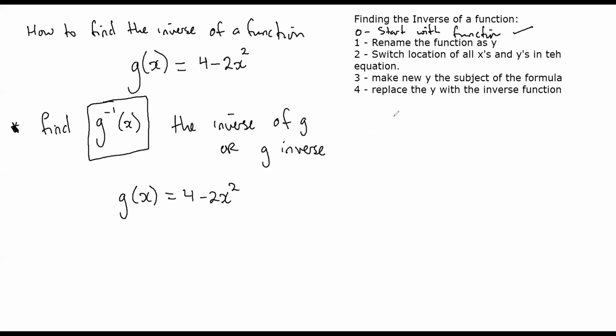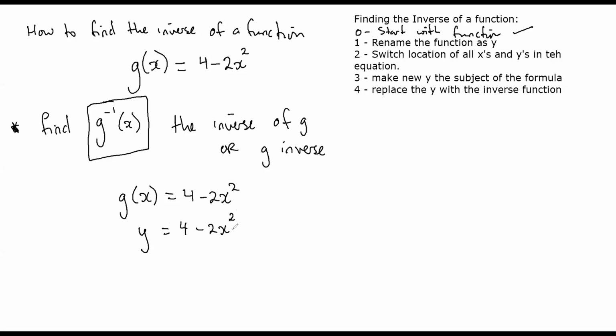Now, next step, rename the function as y. g of x is the name of the function. Renaming it as y means that we're going to move the name and instead put y. So we have y equals 4 minus 2x, squared. Good so far, right?